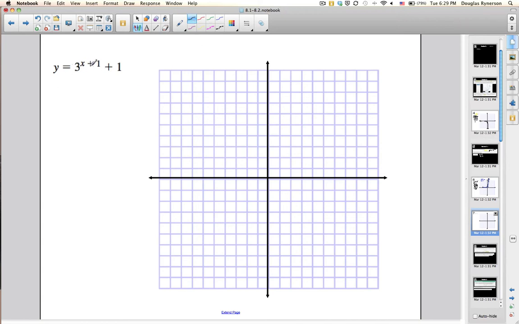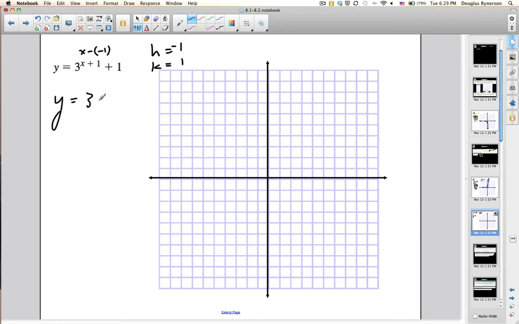In this problem, I see that h is equal to -1, because this would be the same as x minus -1. And k is 1. So h is equal to -1 and k is equal to 1. Now I'm going to graph it without h and k.